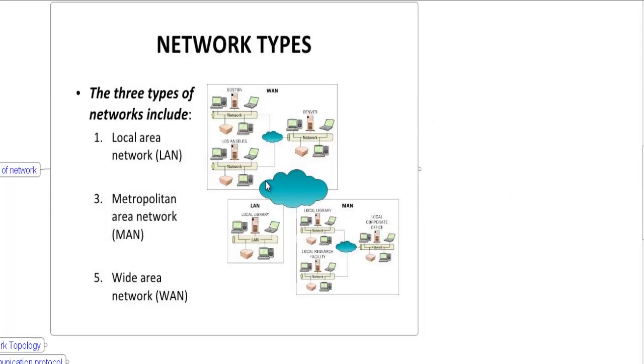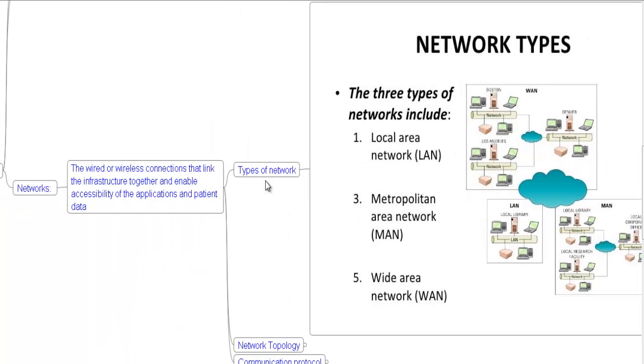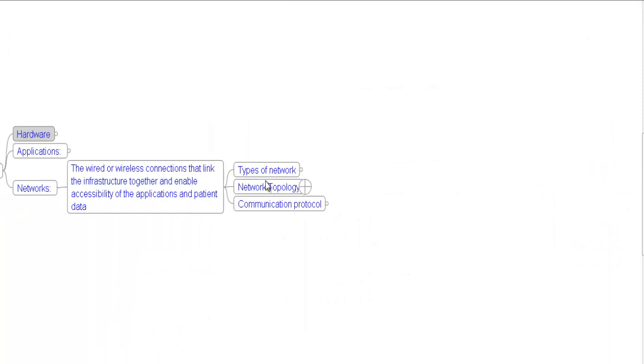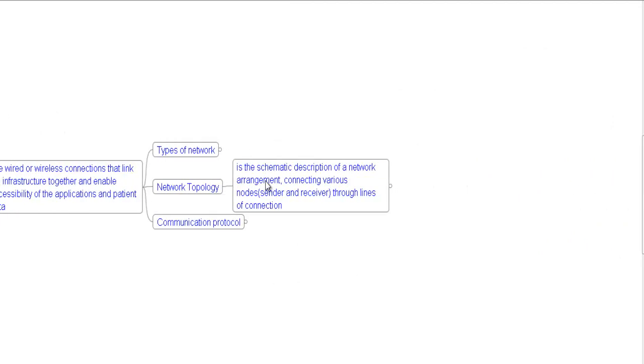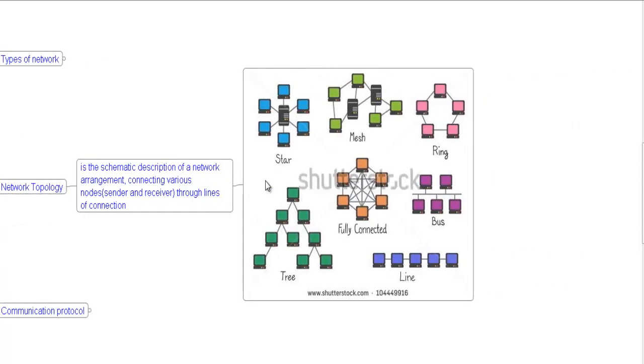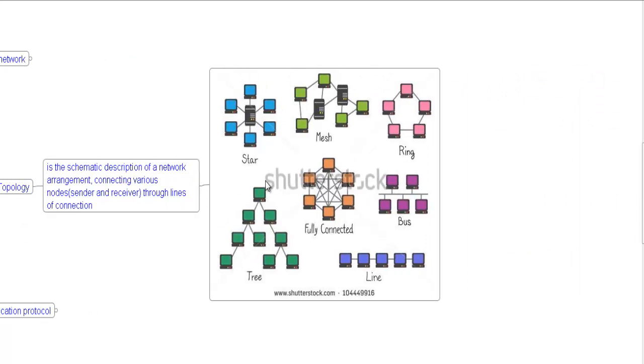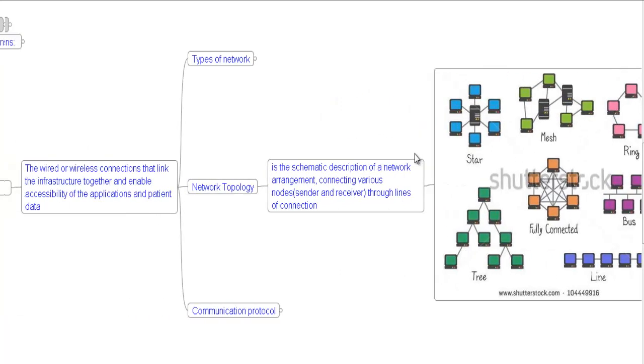Now let's see network topology. Network topology is the schematic description of network arrangement connecting various nodes, sender and receiver through lines of connections. This is star topology, mesh topology, ring, bus, fully connected, tree and line.